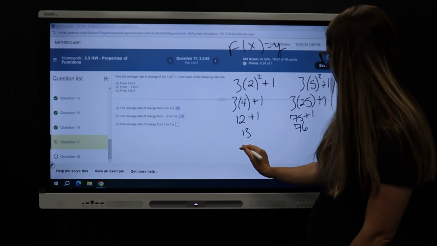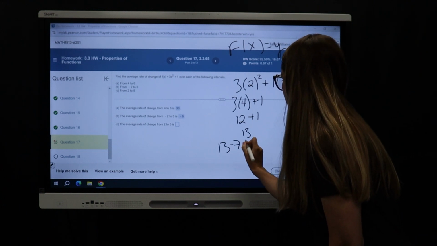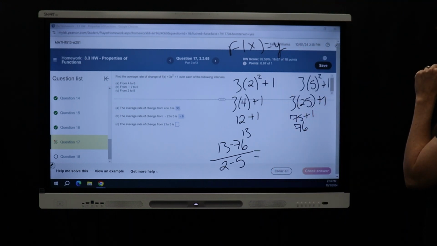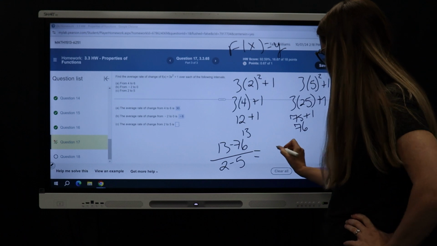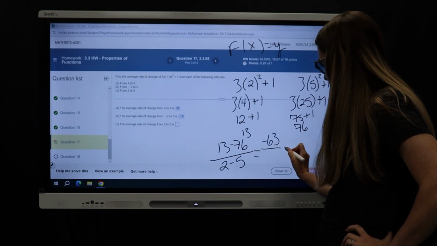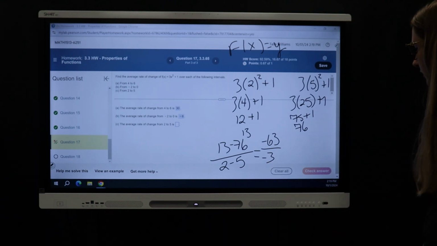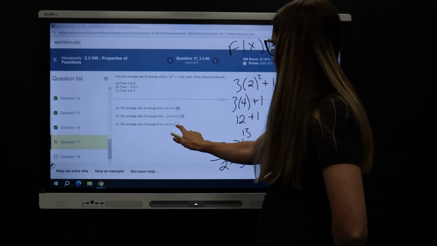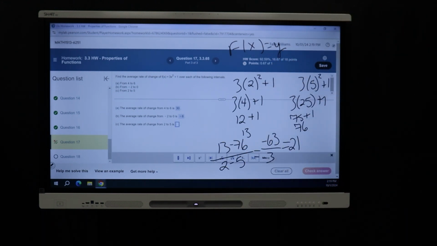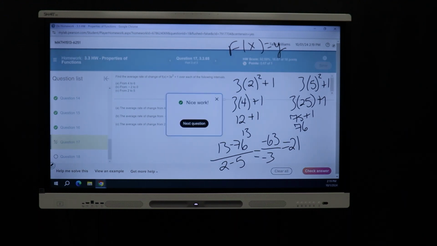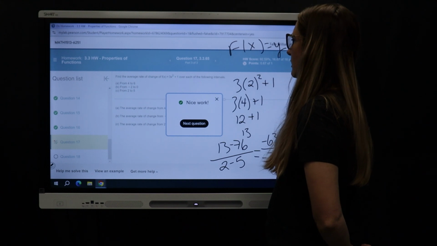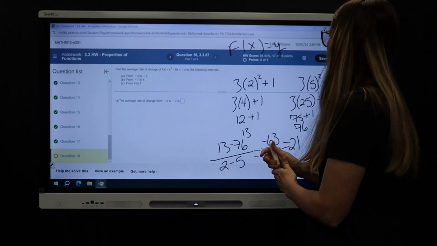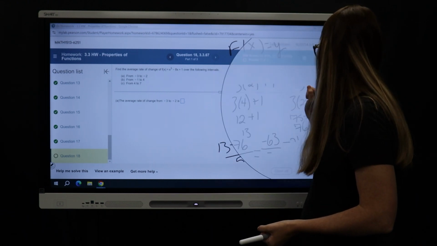And then 2 and 5, so I'm going to have 13 subtract 76 over 2 subtract 5. 13 subtract 76 is negative 63. And then this would be negative 3. That's going to be a positive 21, because negative divided by negative is positive. The big thing on this is that formula. You've got to plug it in with both numbers, subtract them, but divide it by the difference of those numbers as well. Oh, this one looks worse.